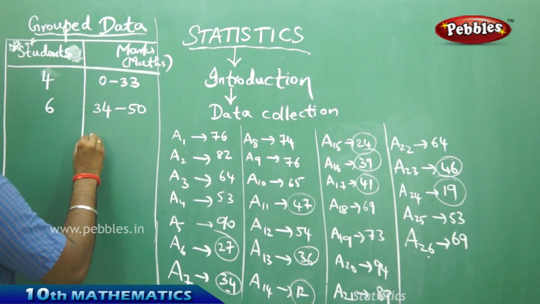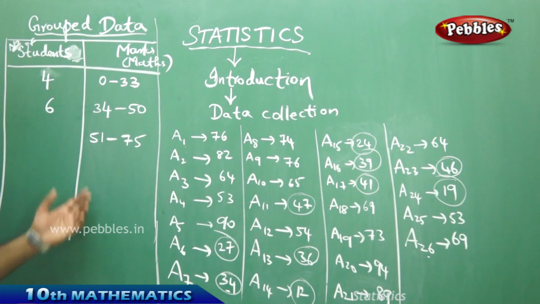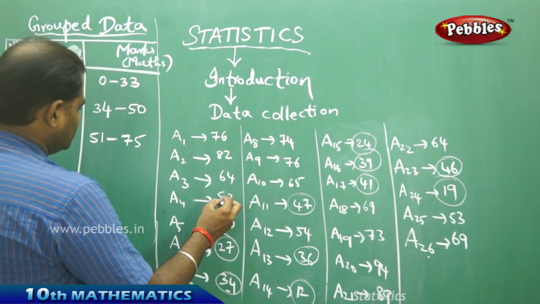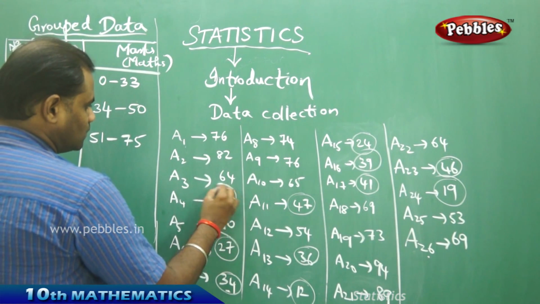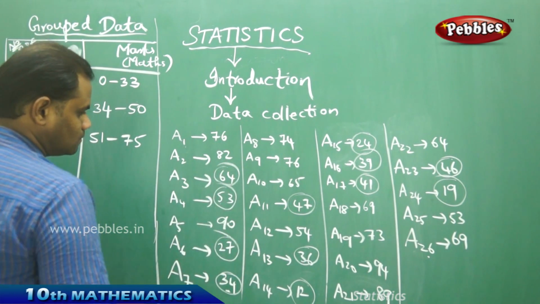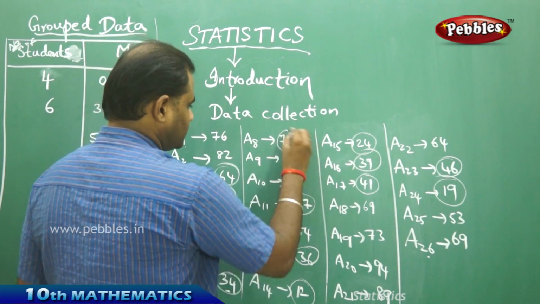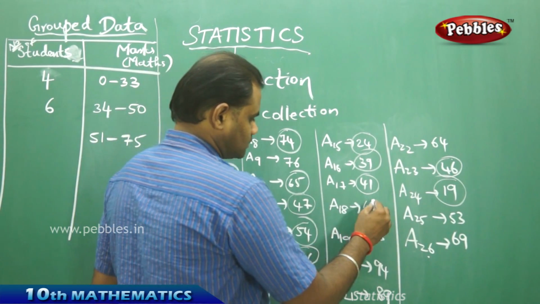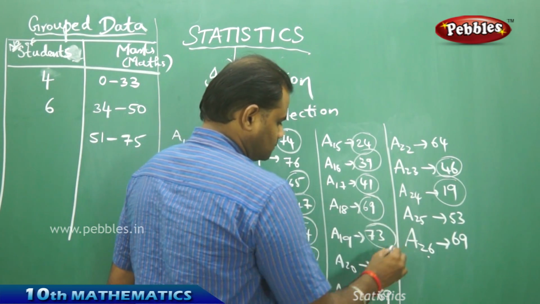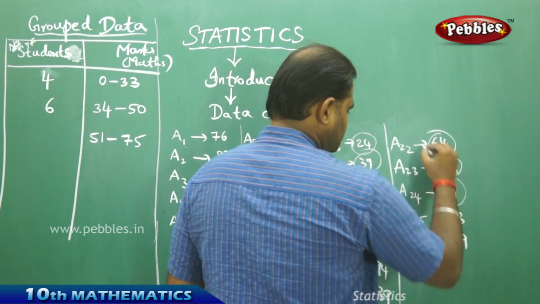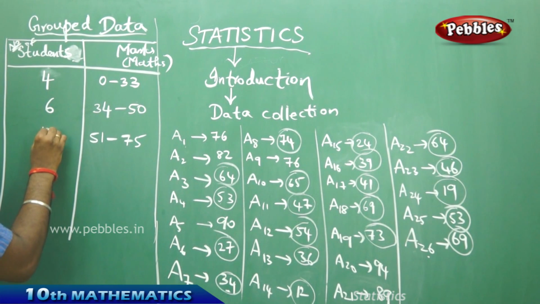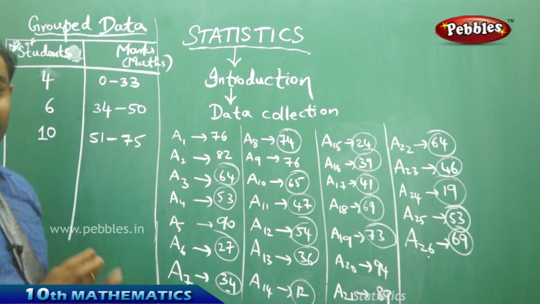Next, I want to know the number of students who got marks between 51 and 75. Clearly I find that there are 10 students, because I have 51 to 75, 1, 2, 3, 4, 5, 6, 7, 8, 9, and 10. So in total there are 10 students who got marks from 51 to 75.